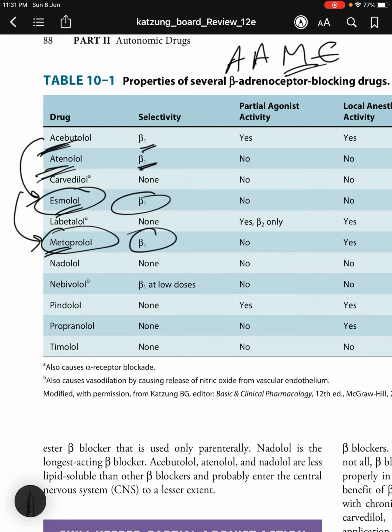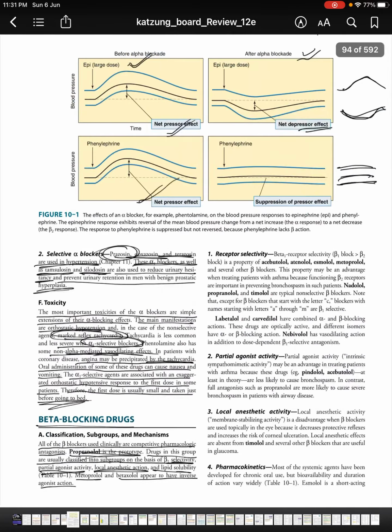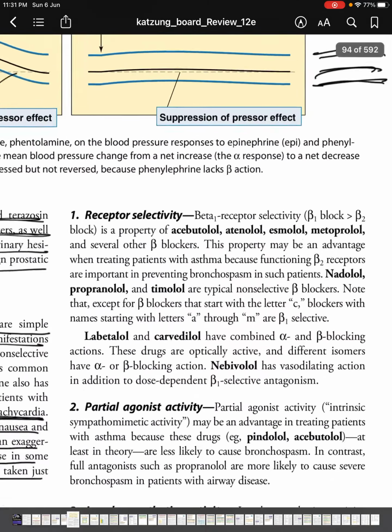Okay, M for metoprolol, which is also beta 1 selective, and if you have M you also have N, but you're just taking N because it has M, right? So beta 1 at low doses only, and so they are the beta 1 selective drugs. The rest are not beta 1 selective.